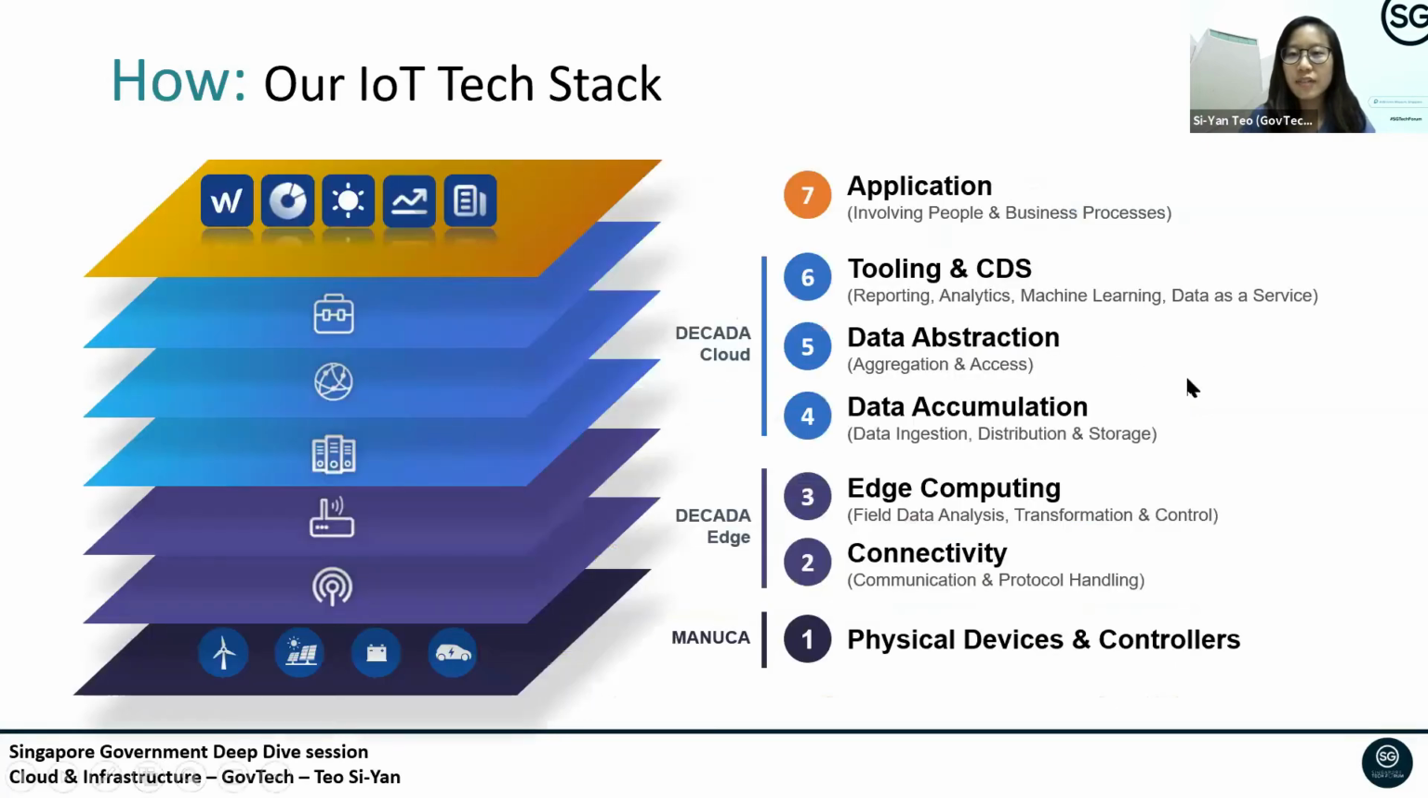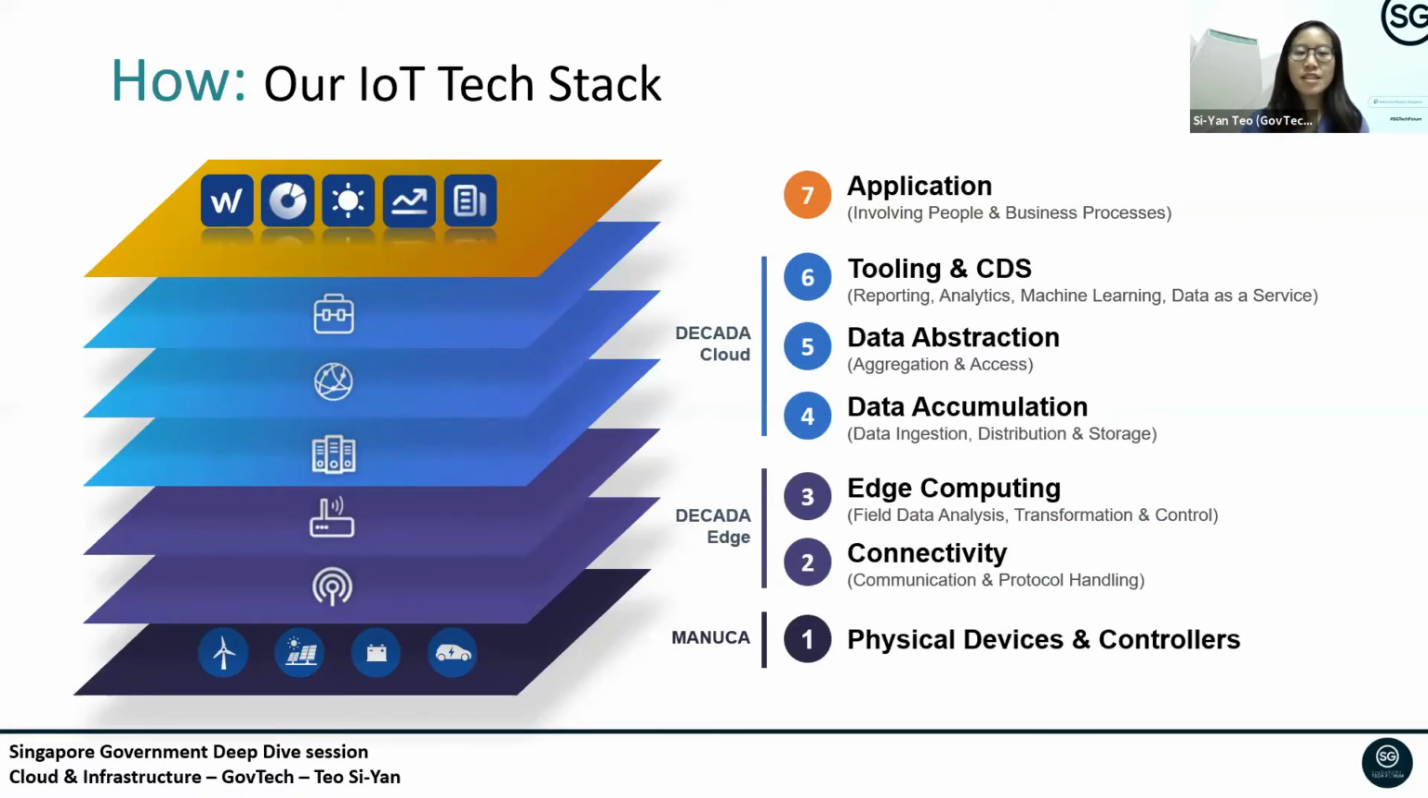So this is another view of these three core products which we maintain. You can see it overlaid on the IoT reference model. So these describe the layers that each part of the tech stack deals with. So Manuka has physical devices and controllers, whereas Dicada Edge deals with connectivity and edge computing. And Dicada Cloud side is more on the data side. So data ingestion, device management, as well as analysis and tooling.